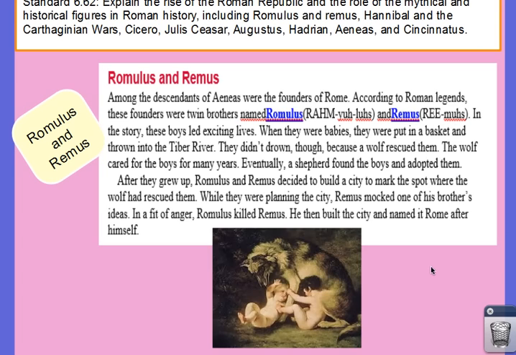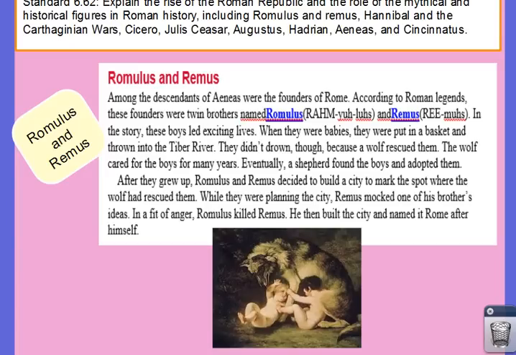Alright, let's move on to this slide. Among the descendants of Aeneas were the founders of Rome. According to Roman legend, these founders were twin brothers named Romulus and Remus. In the story, these boys led exciting lives. When they were babies, they were put in a basket and thrown into the Tiber River. Alright, they did not drown. This should parallel this story with a couple of others we've talked about this year in class.